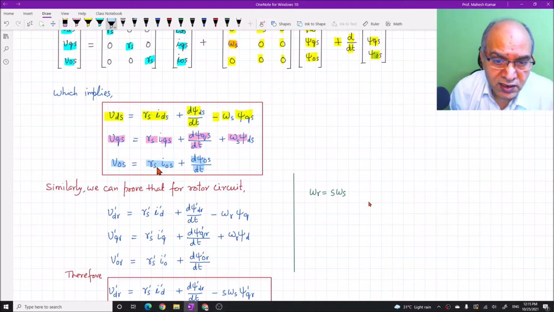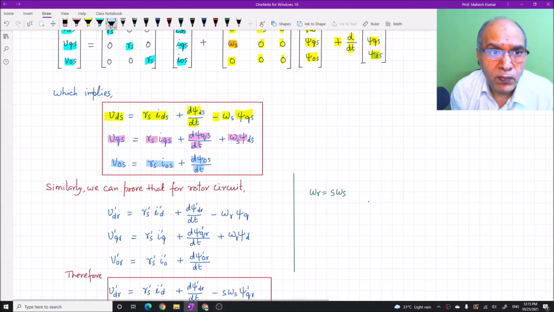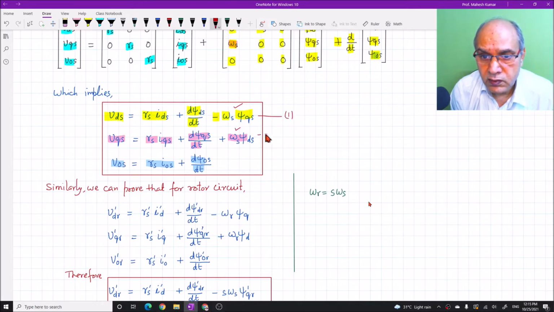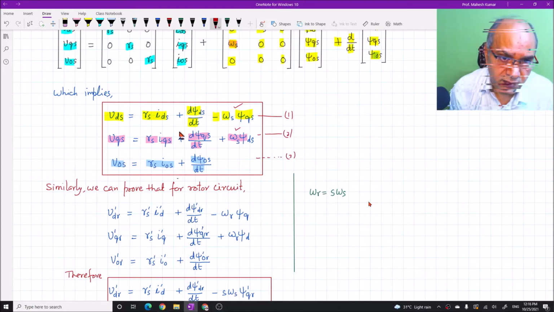What do you see? They are almost like the abc quantities, but there is a cross coupling of the term here, that you can see: this term is omega s psi qs and this term is omega s psi ds. So this is the extra term, which is the cross coupling of the terms from each other, from equations 1 and 2, if you want to say. The rest of the quantities look similar.